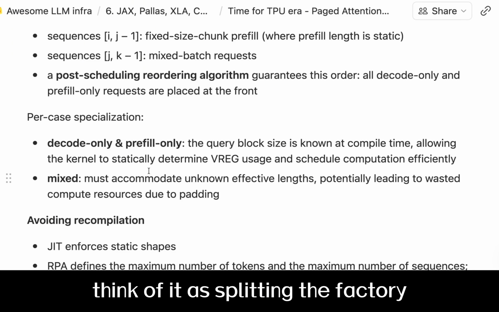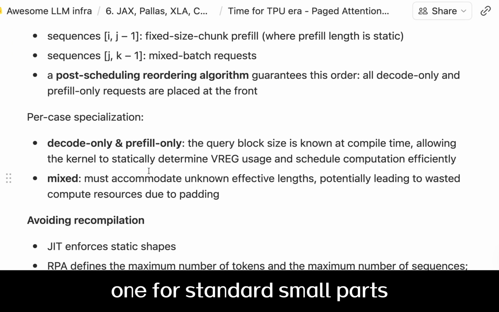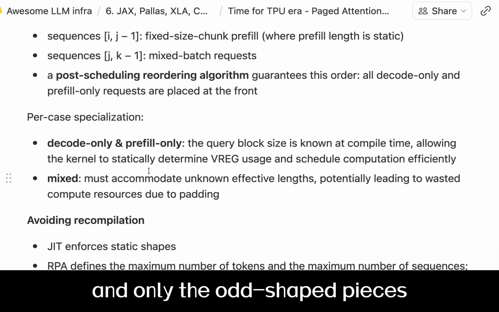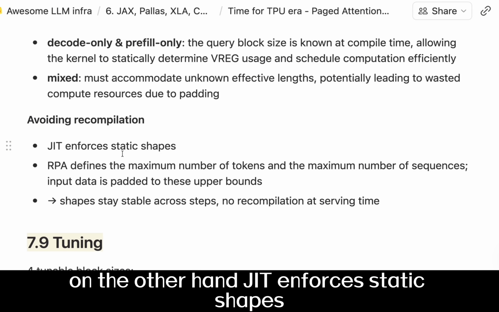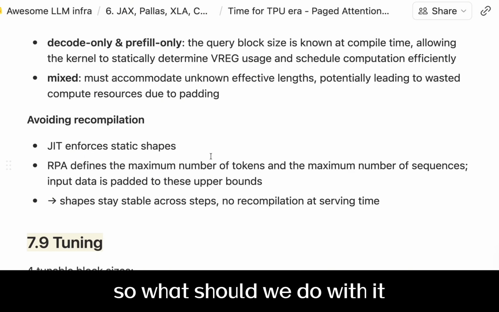Think of it as splitting the factory into 3 lines. One for standard small parts, one for standard large parts, and the only odd-shaped pieces go down to the slower but flexible line. On the other hand, JIT enforces static shapes, so what should we do with it?